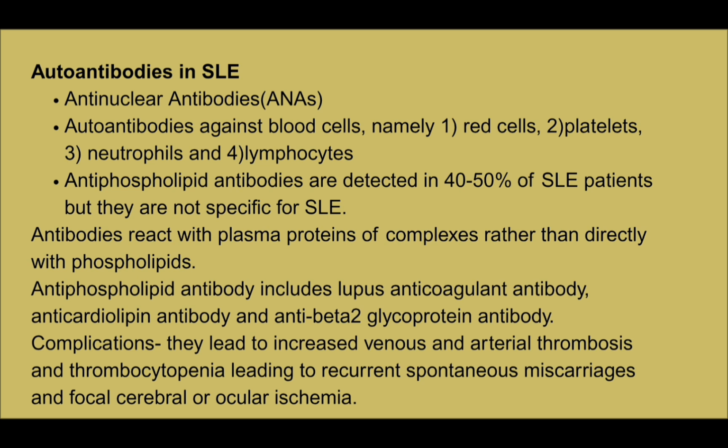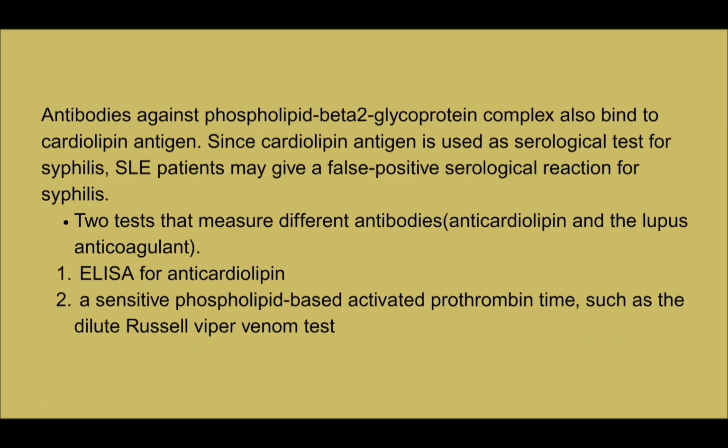Antibodies against phospholipid beta-2 glycoprotein complex also bind to cardiolipin antigen. Since cardiolipin antigen is used in serological tests for syphilis, SLE patients may give false positive serological reactions for syphilis. There are two tests that measure different antibodies: anticardiolipin and lupus anticoagulant. They are ELISA for anticardiolipin, and the second one is a sensitive phospholipid-based activated prothrombin time, such as the dilute Russell viper venom test.